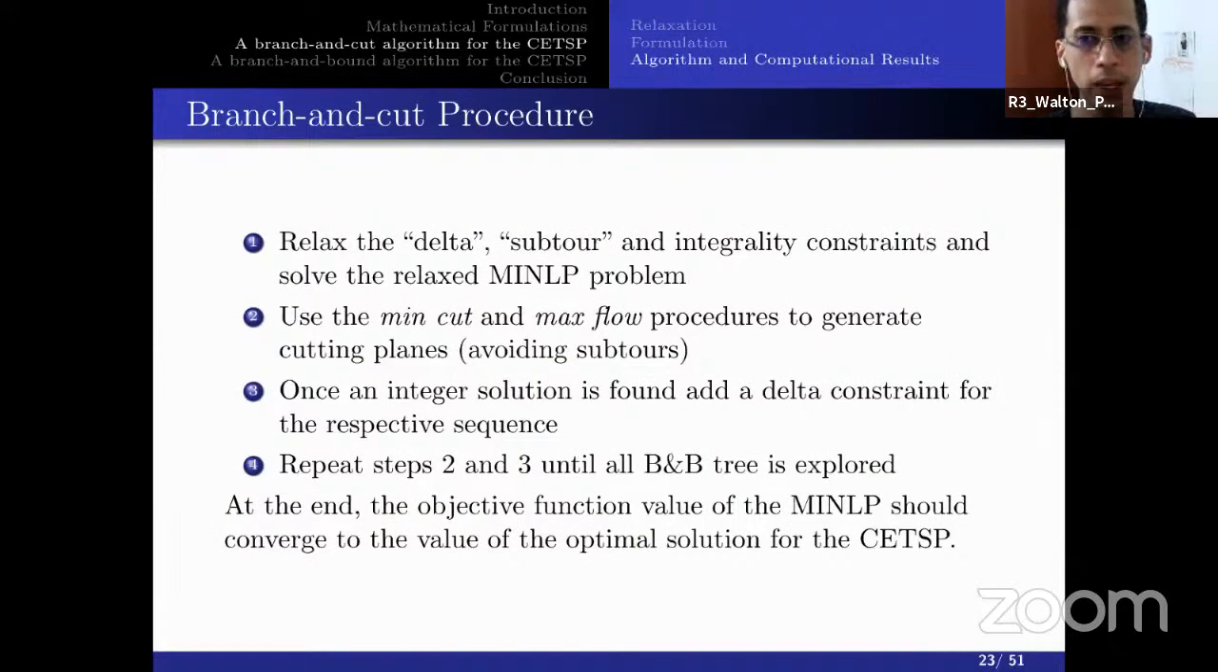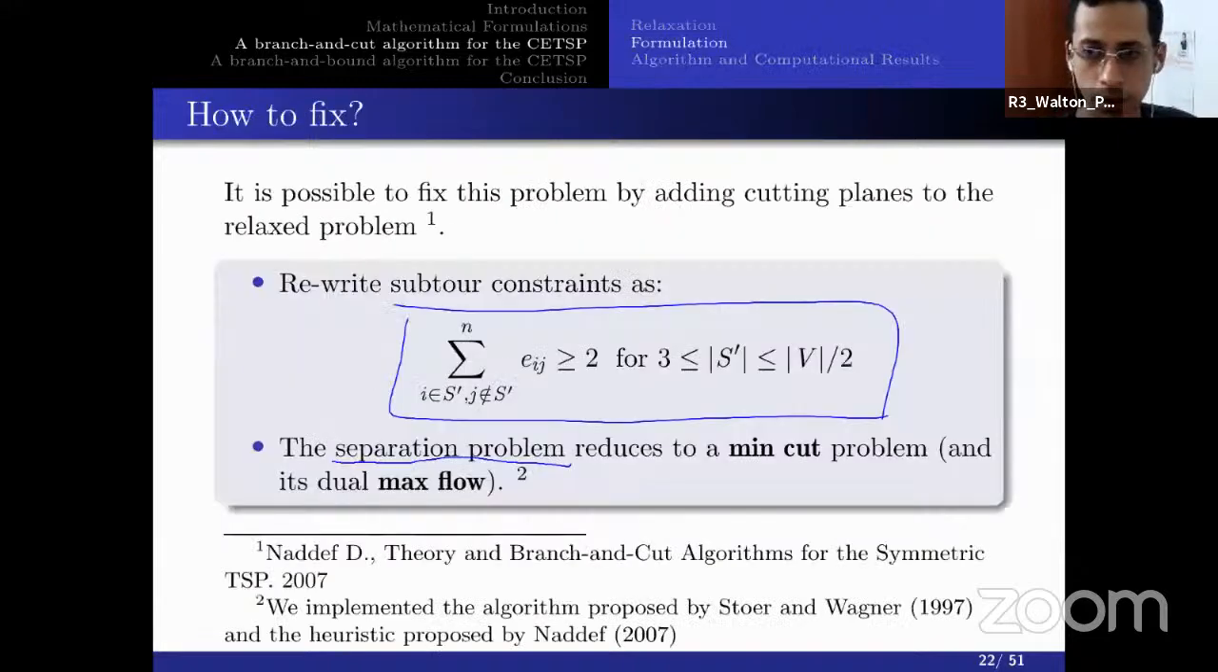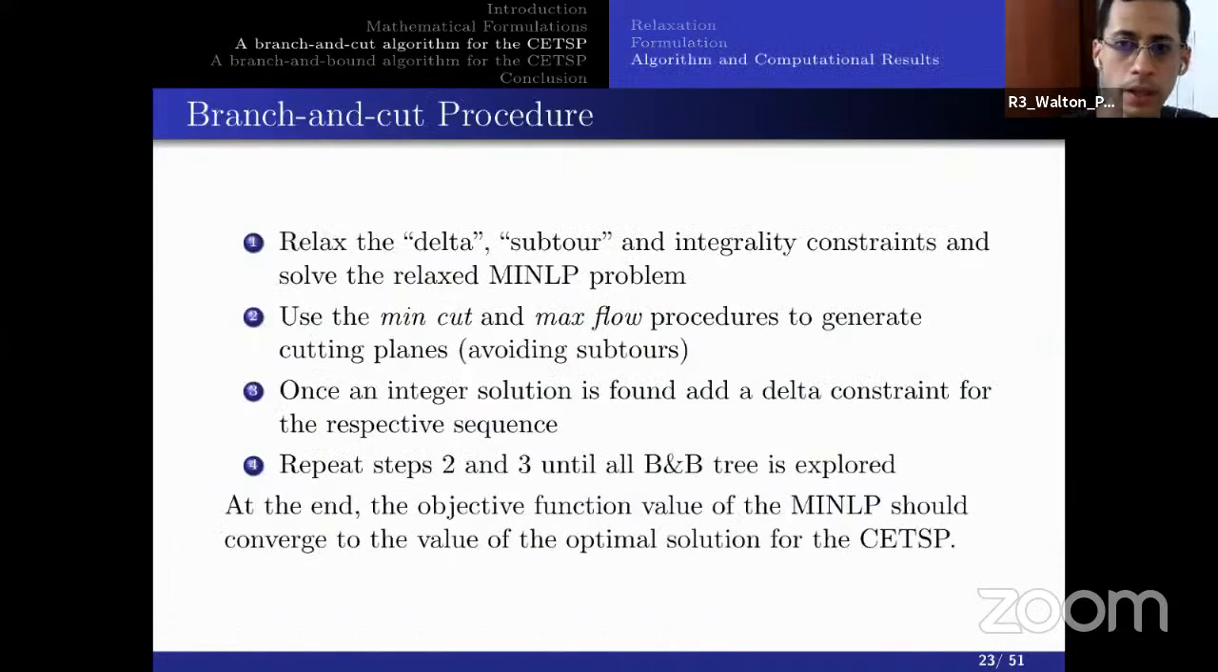So the overall idea here is I relax the delta and subtour constraints, the red ones, and then I solve the relaxed mixed integer linear problem. Sorry for the N here. I use the min cut and max flow procedures to generate cutting planes, to generate those constraints one by one as long as I need them. And then once an integer solution is found, I can compute delta and add a delta constraint in the relaxed problem. Then I repeat steps 2 and 3 until I have explored implicitly all the possible solutions. Not all of them, but only the important ones.